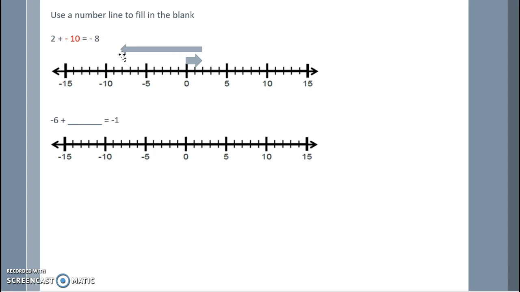-6 plus what is -1? So I start at -6. I need to turn around and come back to -1, which is a distance of 4 units. So, excuse me, 5 units. So -6 plus 5 is -1.